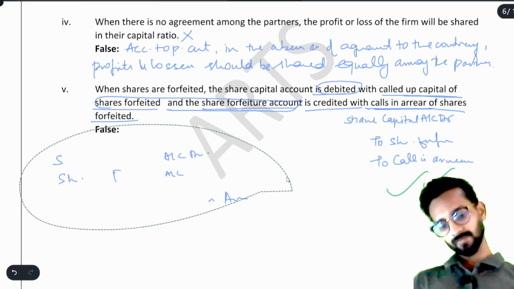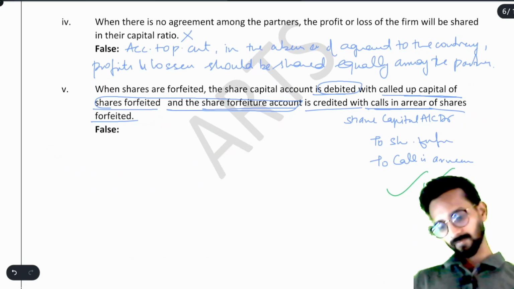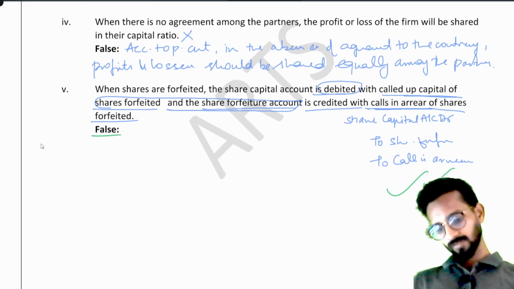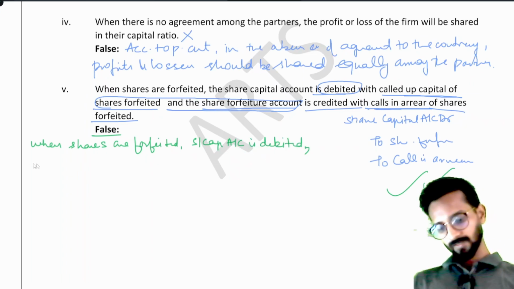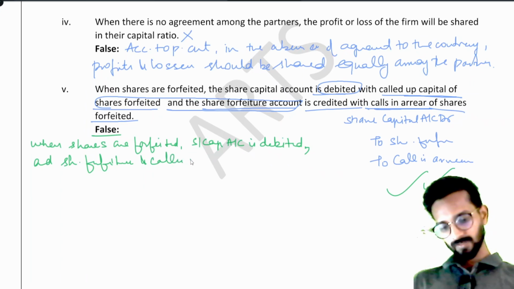So we will write here that it is false. When shares are forfeited, share capital account is debited, and share forfeiture and calls in arrears account is credited. Understood?